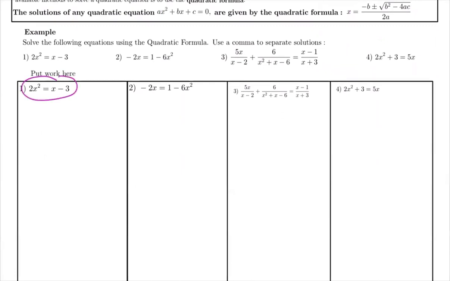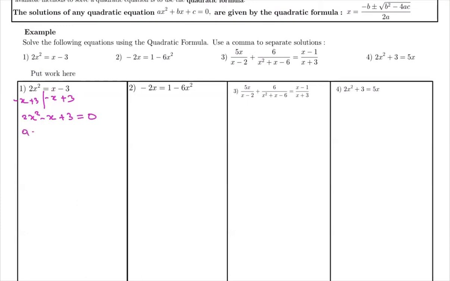So first, this equation 2x squared equals x minus 3 needs to be in standard form before we can use the quadratic formula. So we would subtract x on both sides and add 3 on both sides. Subtract x and add 3 on both sides of the equal sign. So that gives me the standard form equation 2x squared minus x plus 3 equals 0, because when you combine this, it will be 0.